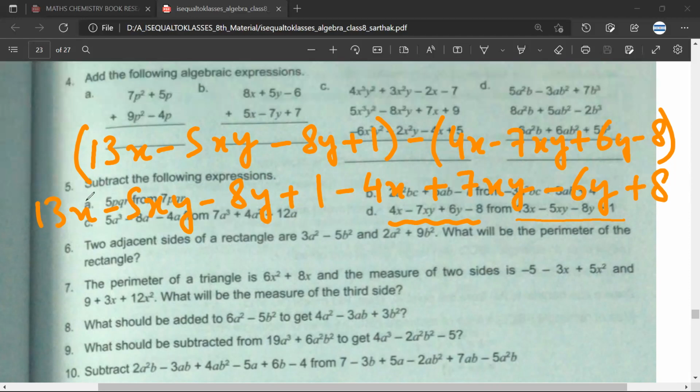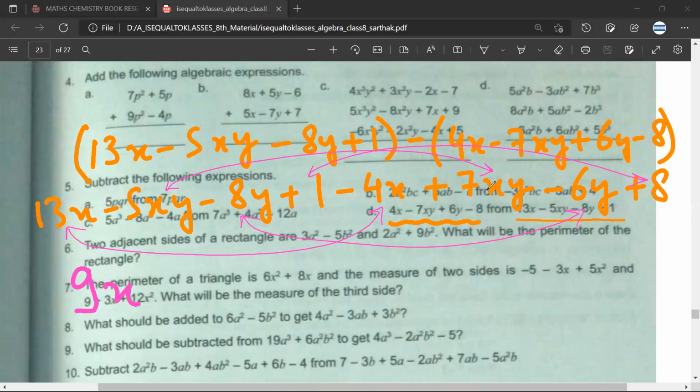Yes, sir. So this 13x and minus 4x, minus 5xy and 7xy, minus 8y and minus 6y, plus 1 and plus 8. Is it correct? Yes, sir. So 13x minus 4x would be 9x, minus 5xy and 7xy would be plus 2xy, minus 8y and minus 6y would be minus 14y, and plus 1 and plus 8 would be plus 9. Is it correct? So I got minus 5a square bc minus 2ab plus ab. Have you understood how I have done?